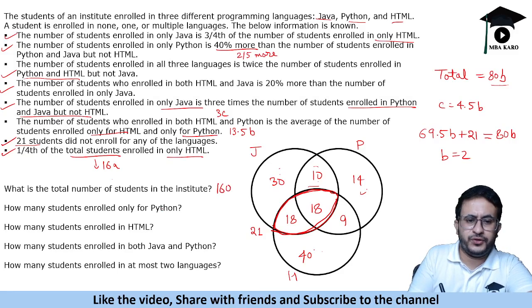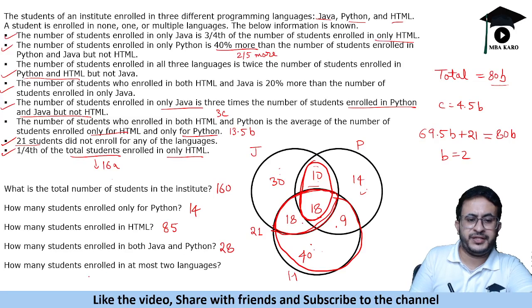How many students enrolled only for Python? We have 14 students here. How many students enrolled in HTML? So when we say HTML, we need to add all these values. So we have 40 plus 45, 85 students. How many students enrolled in both Java and Python? So both Java and Python means this combined number, which is 28.